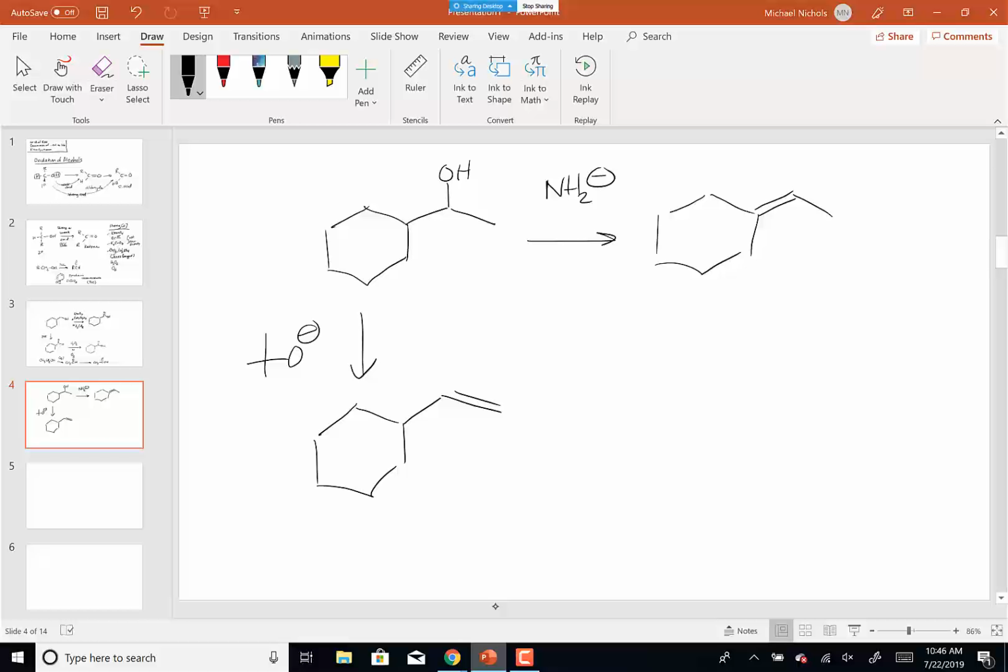Yes, and ultimately no for the answers for that. So yes, NH2 minus would deprotonate the OH. Okay, so NH2 minus is going to end up deprotonating the OH. So we are not going to make that product. We are going to make that.